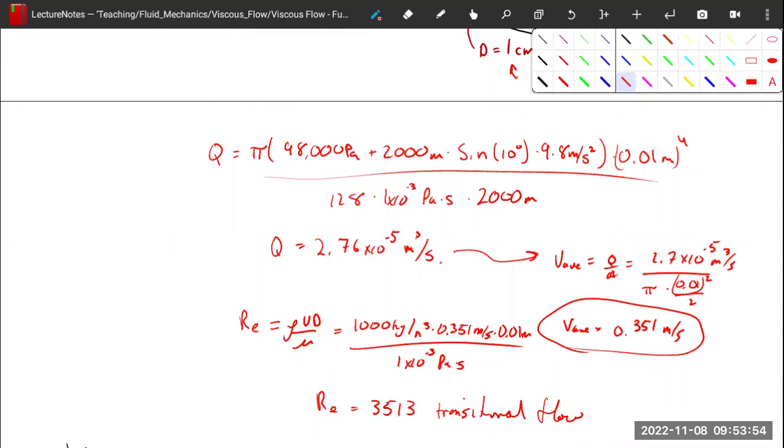Next, we're going to start talking about friction factors and how those can help us use this information in our conservation of energy equation.